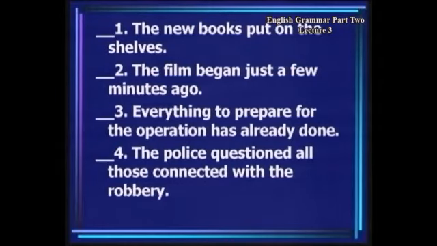Everything to prepare for the operation has already done. Okay, has done, this is an active verb. My subject is everything. Does everything do, or does somebody do everything? Of course somebody does everything. So this sentence is incorrect. Everything to prepare for the operation has, after has, and I don't have a verb to be, so it must be has already been done. Let's look at number 4.